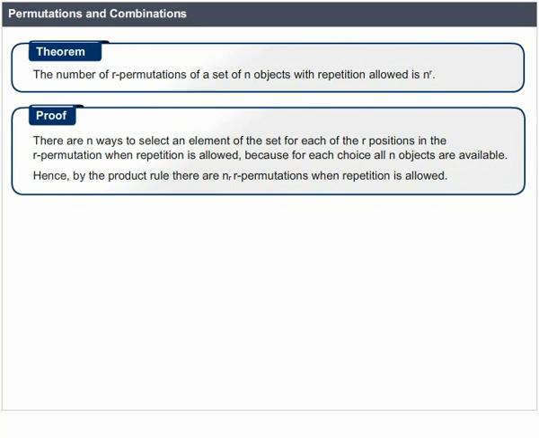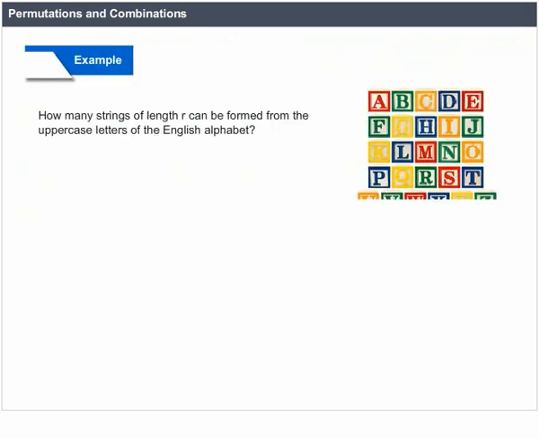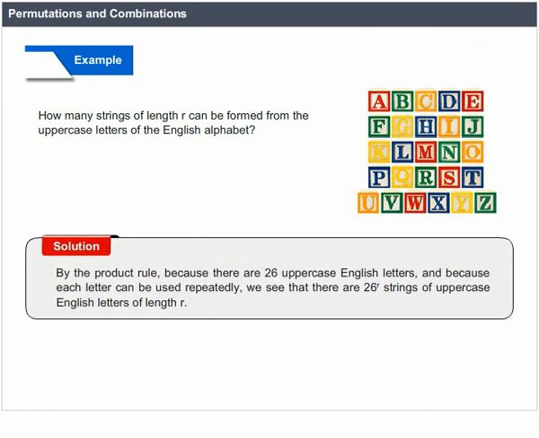How many strings of length r can be formed from the uppercase letters of the English alphabet? Solution. By the product rule, because there are 26 uppercase English letters and because each letter can be used repeatedly, we see that there are 26^r strings of uppercase English letters of length r.